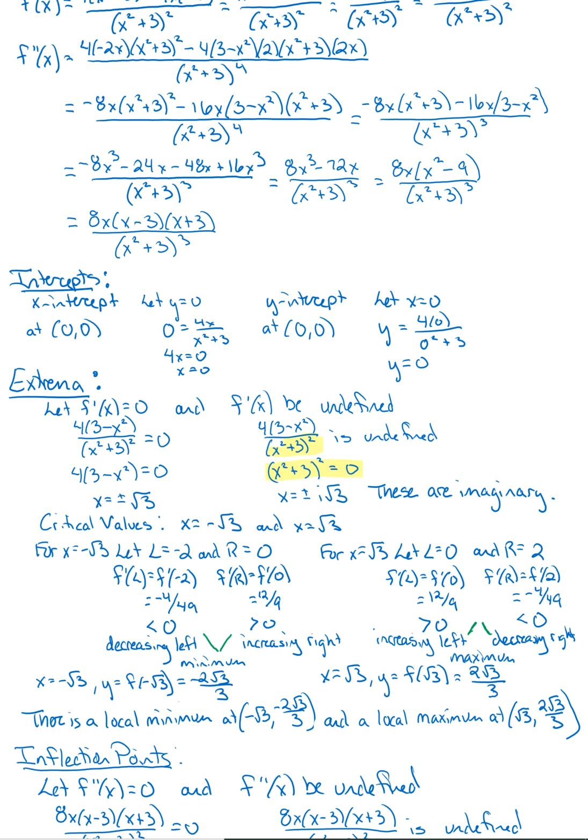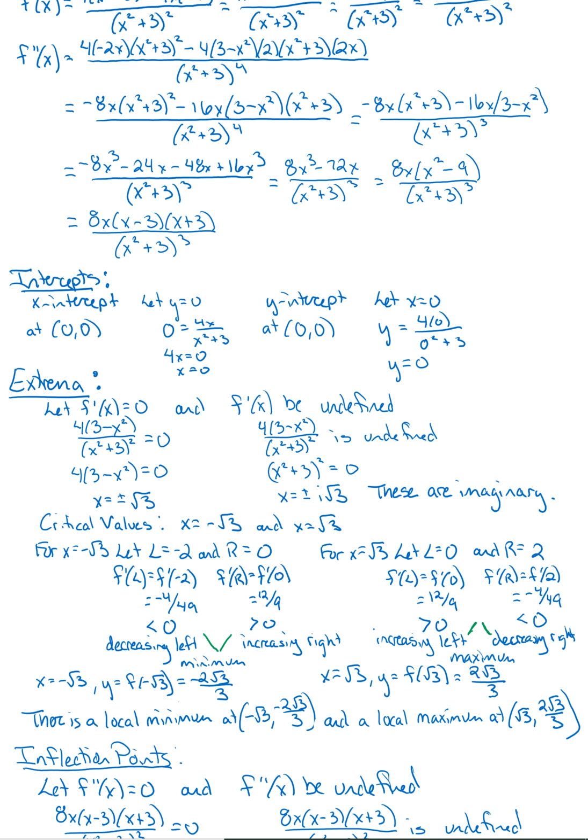So I take the denominator, set it to 0. Again, use a little bit of algebra there, and we actually get that x is positive or negative i square root of 3. Notice, because we will end up taking the square root of a negative, we get an i in there. Now, these are imaginary, so those are not going to be on our graph. We will not worry about graphing imaginary numbers.